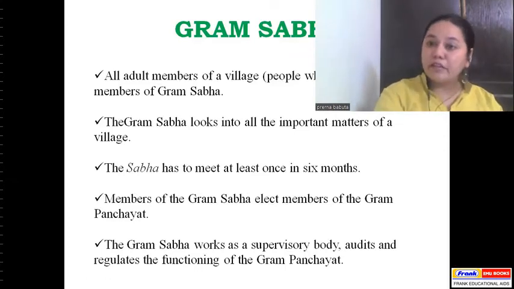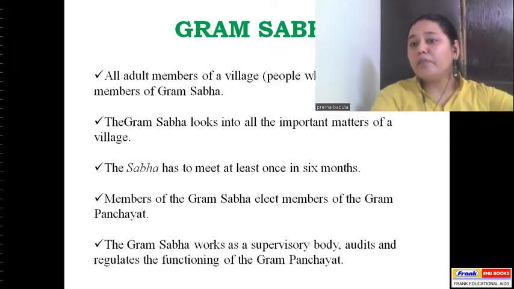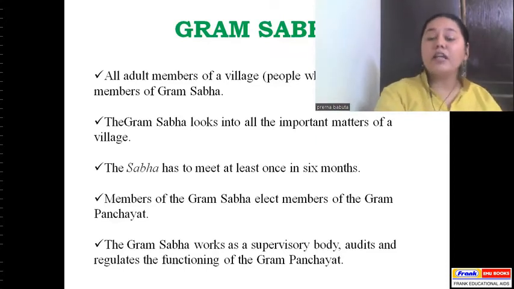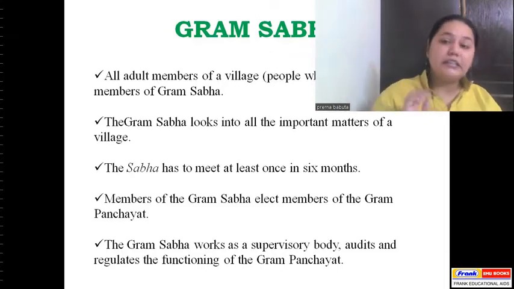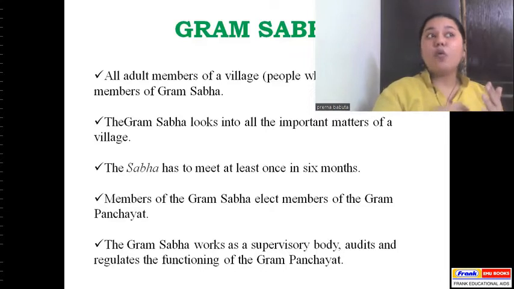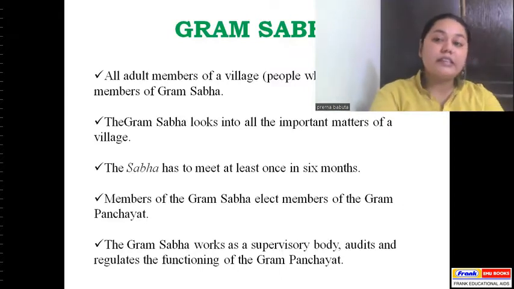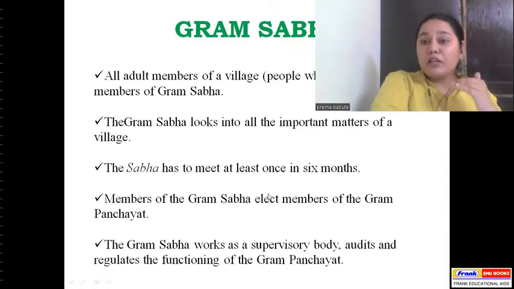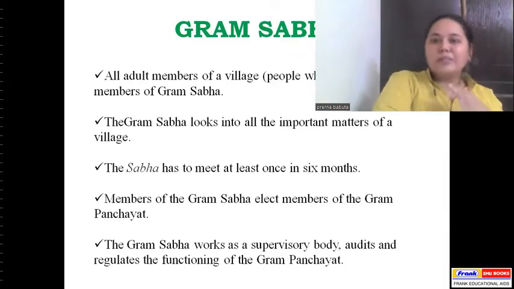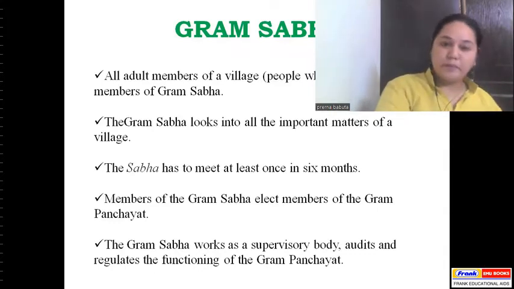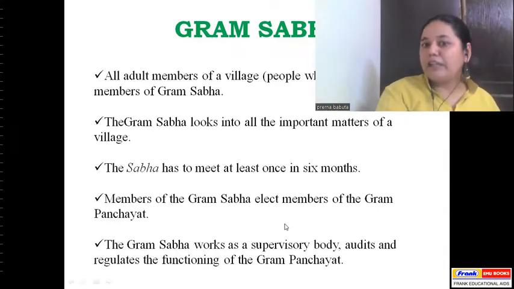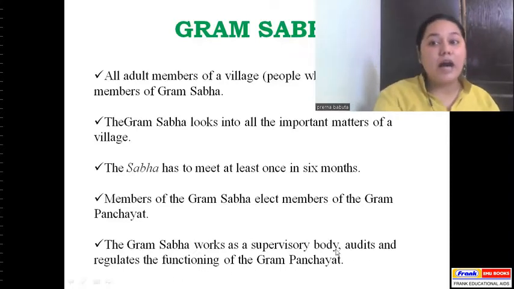So it doesn't meet every month, every day or every week, but at least once in every 6 months it needs to meet so that it can discuss what are the issues that people are facing, or maybe the issues that were discussed in the last meeting, have those issues been resolved or not. So depending upon the level of problem, the Gram Sabha decides its frequency of meetings. Then members of Gram Sabha elect members of Gram Panchayat. And the Gram Sabha works as a supervisory body that audits and regulates the functioning of Gram Panchayat.